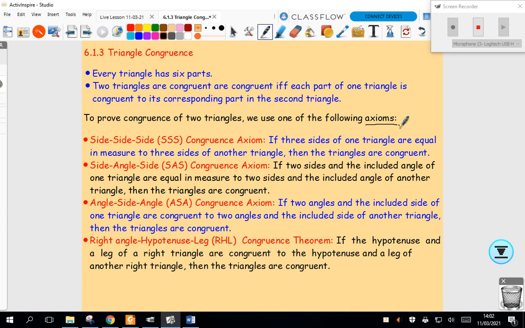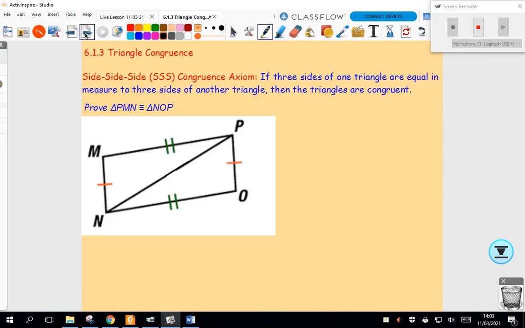There's the side-side-side congruence axiom, the side-angle-side congruence axiom, the angle-side-angle congruence axiom, and the right-angle hypotenuse leg congruence theorem. This is also sometimes called the RHS, right-angle hypotenuse side congruence theorem. So there's three axioms and 1 theorem. You're required to know them. So make a note of them, take them down, learn them by heart. I'm going to move on and look at each one being used in turn for a proof.